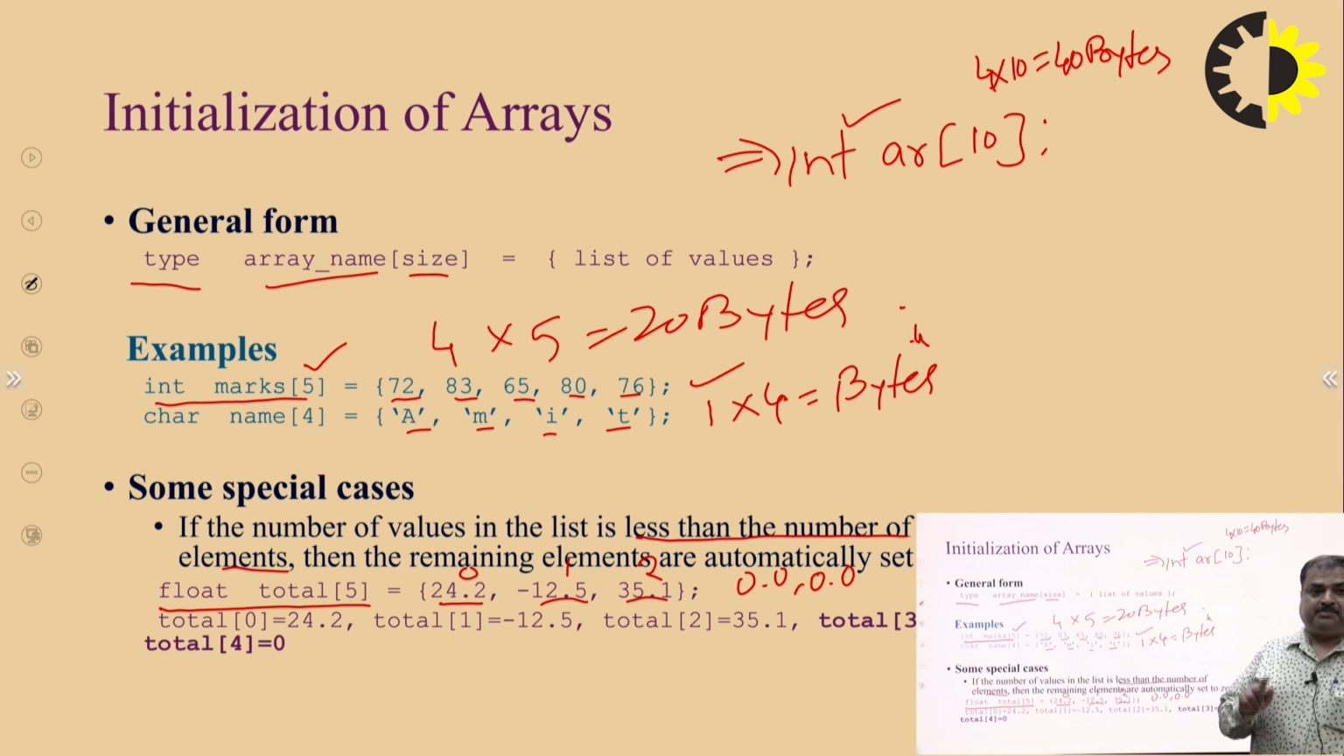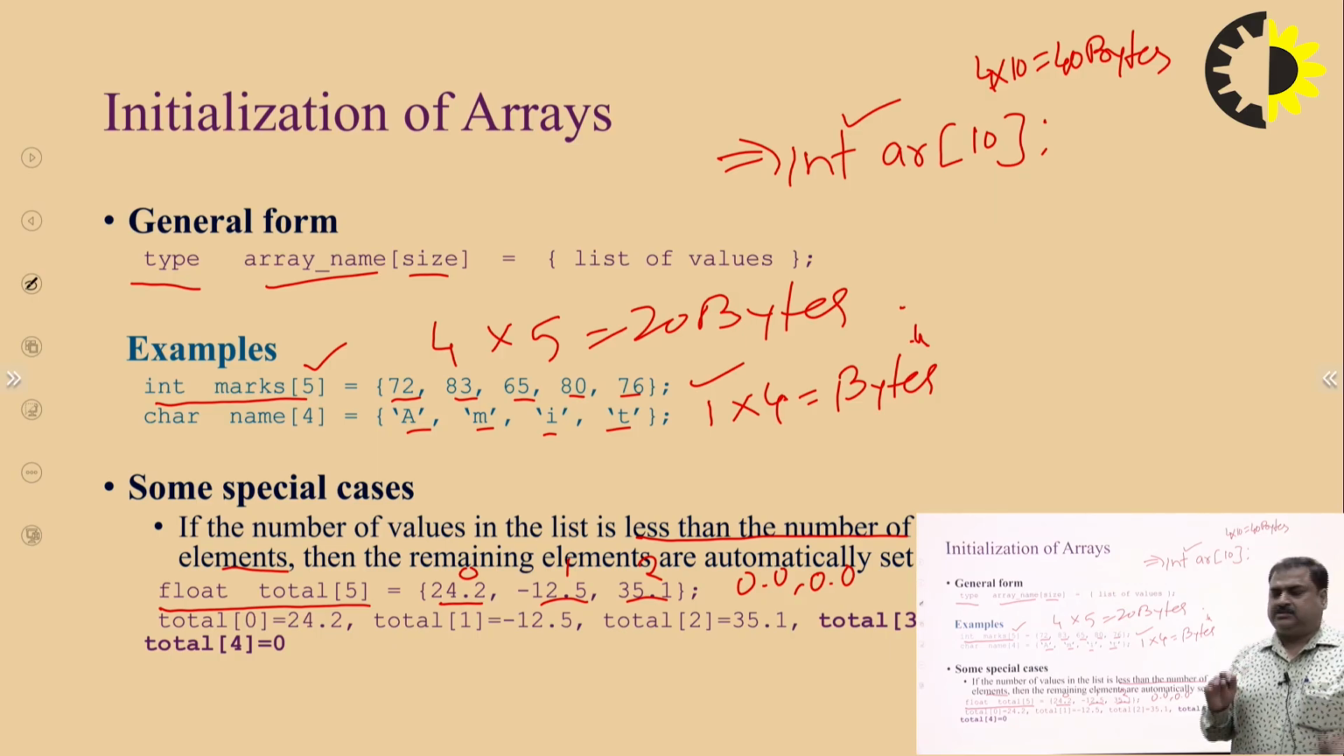So that means, please pay attention. It is critical information that whenever we supply even one value to the compiler at the time of declaration, the remaining elements of the array will be set to default values, or zeros. Zeros means for numeric values it will be 0, and for character values it will be the null character. I hope you are clear.